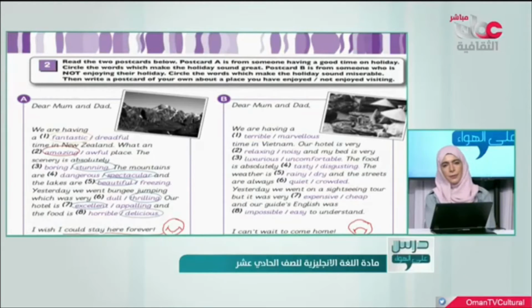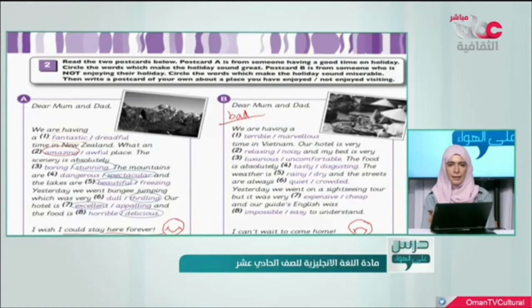Now, look at the postcard P. Dear Mom and Dad, we are having a terrible or marvelous. Here we're supposed to find something bad or use some negative adjectives to describe the holiday. How did we discover that? Look at, as we said, look at the last statement. I can't wait to come home.